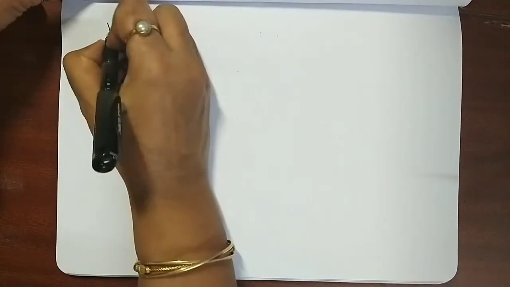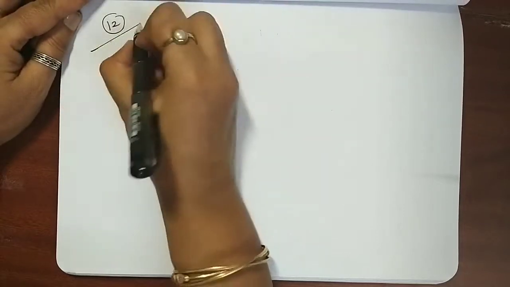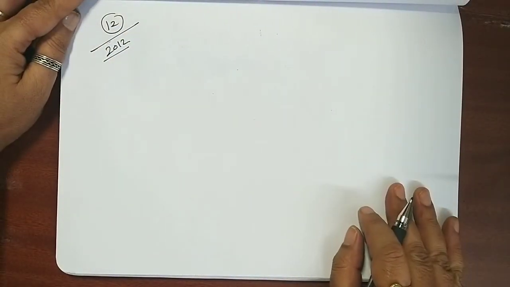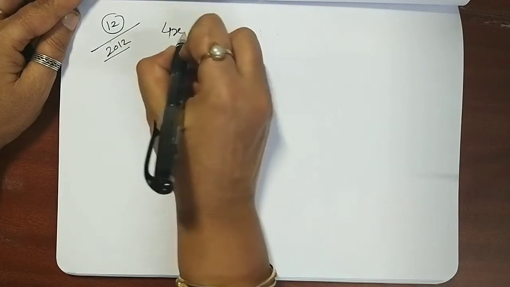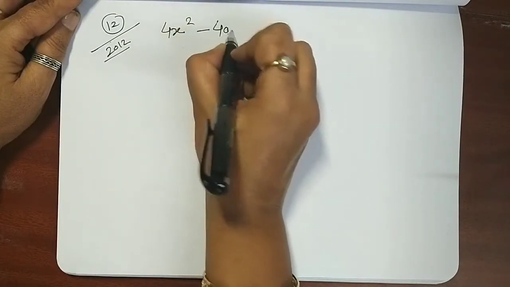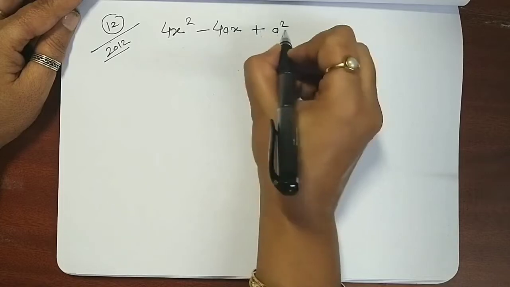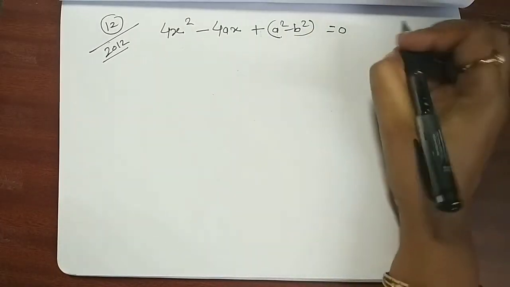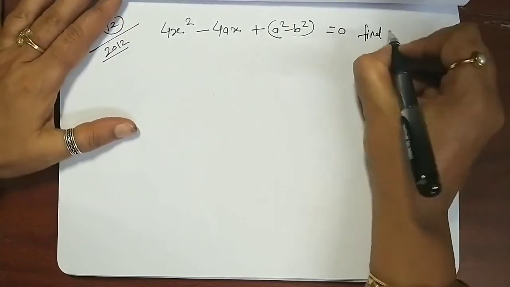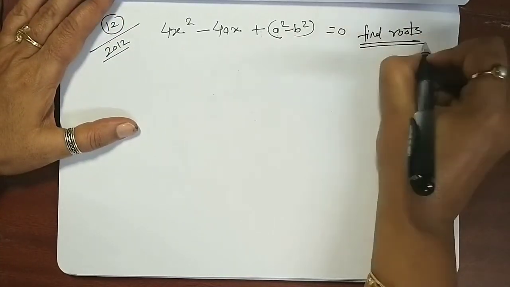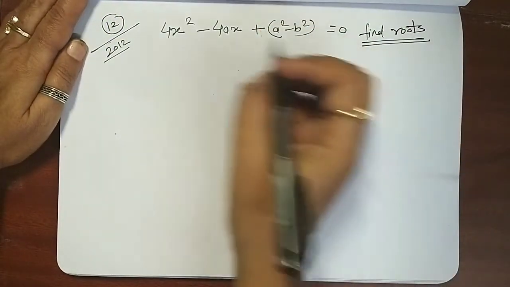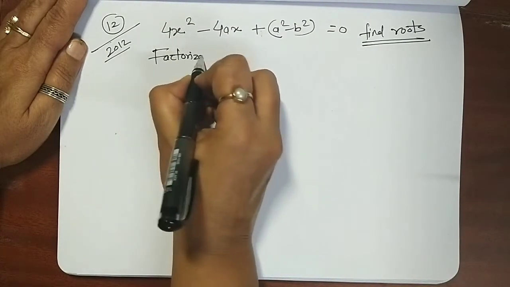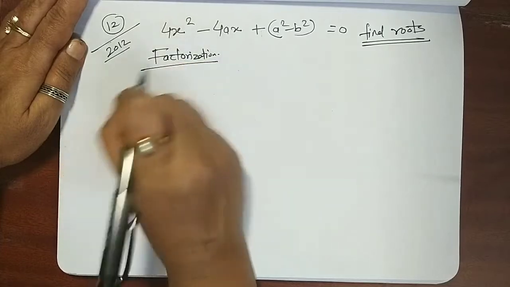Now let's do one more question which came in board CBSE in 2012. So guys, see it carefully. 4x square minus 4ax plus a square minus b square is 0. We have to find roots. To find roots, the only method that we know so far is factorization. So we have to factorize.